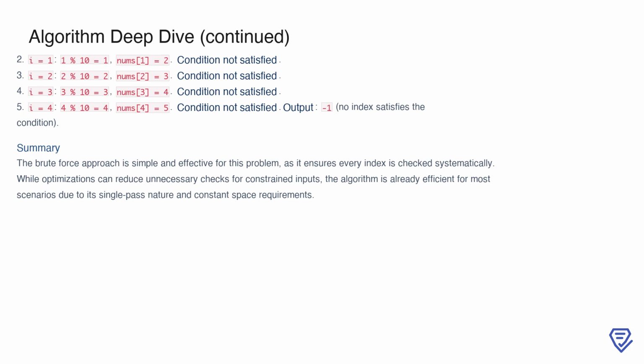At i equals 0, 0 % 10 equals 0 does not match nums[0] equals 1. At i equals 1, 1 % 10 equals 1 does not match nums[1] equals 2. This continues for all indices in the array, and since no index satisfies the condition, the algorithm returns -1. This example highlights the thoroughness of the brute force approach, as every index is checked in order.